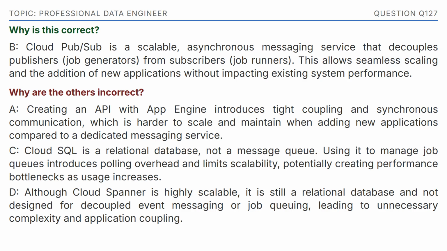Why are the others incorrect? A. Creating an API with App Engine introduces tight coupling and synchronous communication, which is harder to scale and maintain when adding new applications compared to a dedicated messaging service. C. Cloud SQL is a relational database, not a message queue. Using it to manage job queues introduces polling overhead and limits scalability, potentially creating performance bottlenecks as usage increases. D. Although Cloud Spanner is highly scalable, it is still a relational database and not designed for decoupled event messaging or job queuing, leading to unnecessary complexity in application coupling.